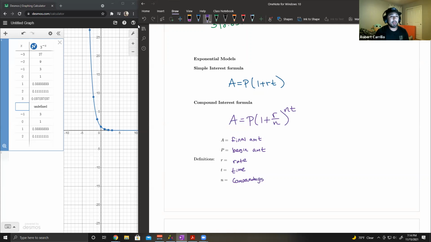And usually time in these type of problems is always in years. So if it's not in years, we have to convert it to a year. So I'm just going to say that in years, unless the problem states it different. If the problem wants it in days or months, we can keep it like that. But usually T is always for time in years. Okay. Everybody got those formulas down?